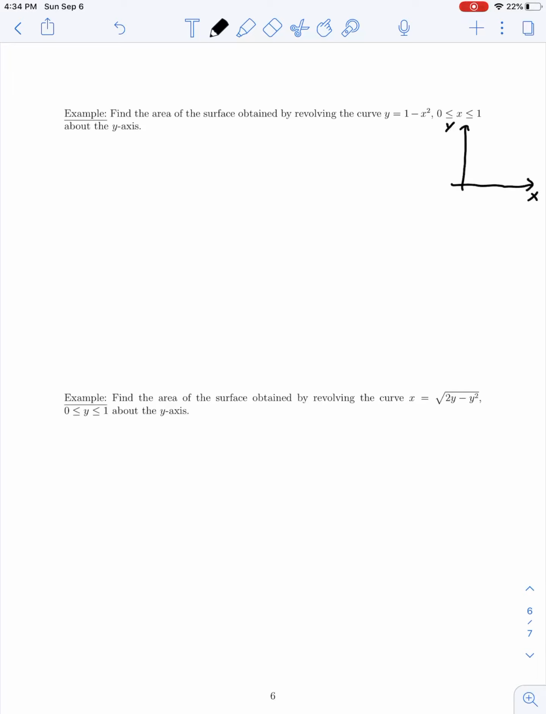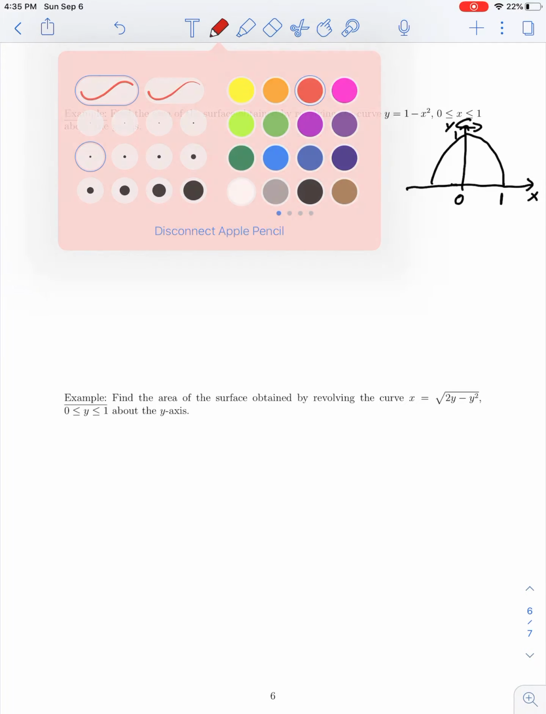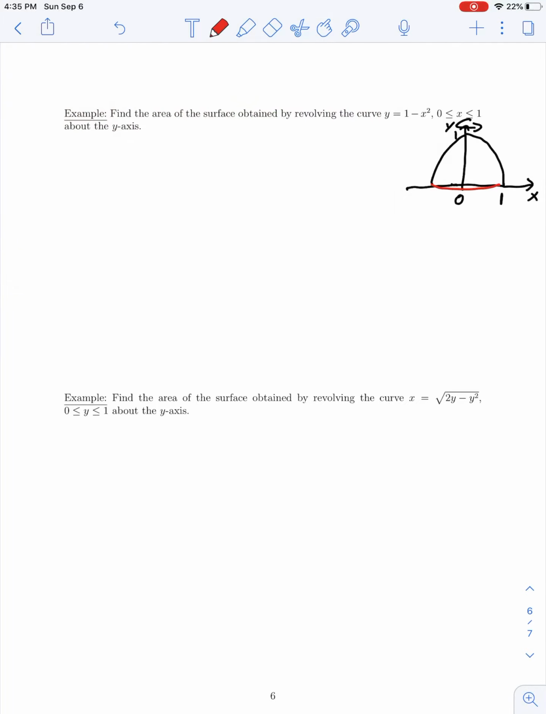So in the xy plane, we have the graph of 1 minus x squared, which would be a parabola whose vertex is at (0, 1) and opening downward, crossing the x-axis at 1. So we're looking at this curve here. And then we're revolving it, we're told, about the y-axis. So when I revolve this about my y-axis, I'm going to get this little surface of revolution, and the question is, what is the area of this surface?